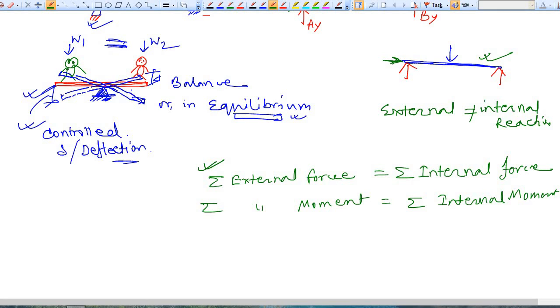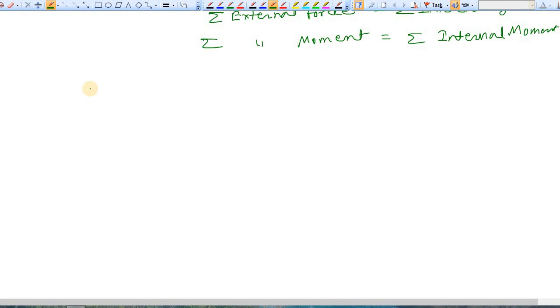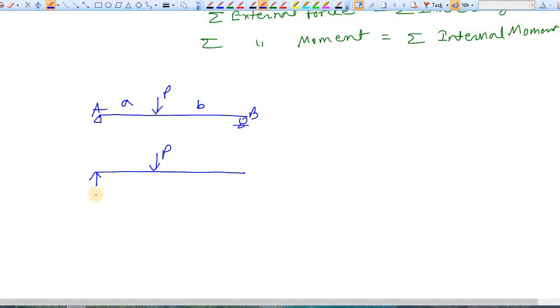Now, in whichever direction you are considering equilibrium, you have to follow this equation for that particular direction only. Okay, so let's say again, consider this is the beam. This is the support and this is the applied load. Let's say this is A, this is B. The free body diagram looks like this. You have only the external load and the internal reactions: AY, AX, and BY.